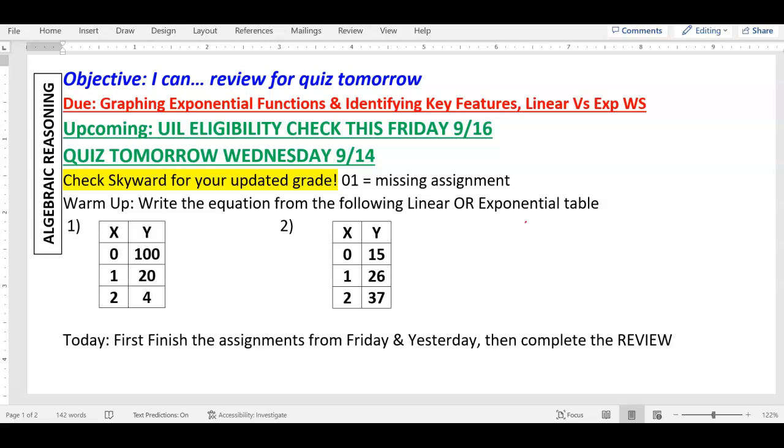If you're in a UIL activity, if you're in anything that requires you to be passing by Friday, grades are due Friday, right? And quiz tomorrow.